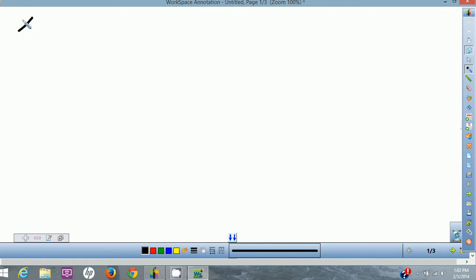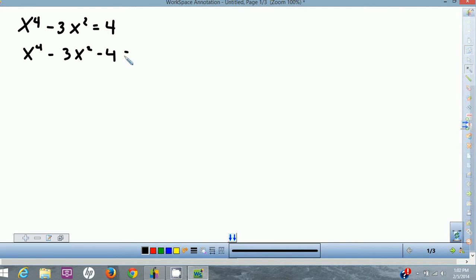So let's use this polynomial: x to the 4th minus 3x squared equals 4. And I want to solve this by factoring. What do you think I'm going to do first? Well, obviously I need to put it in standard form. So x to the 4th minus 3x squared minus 4 equals 0.